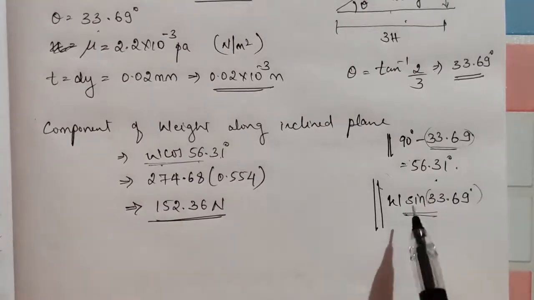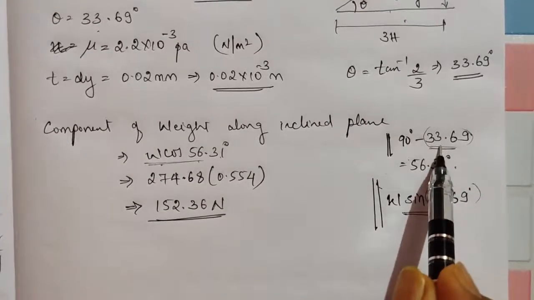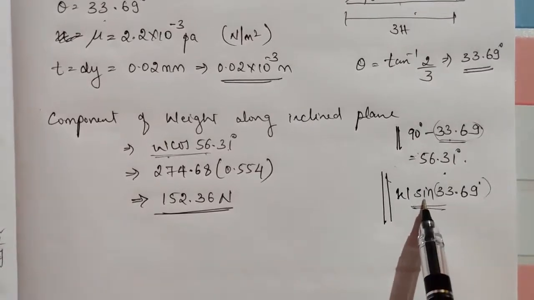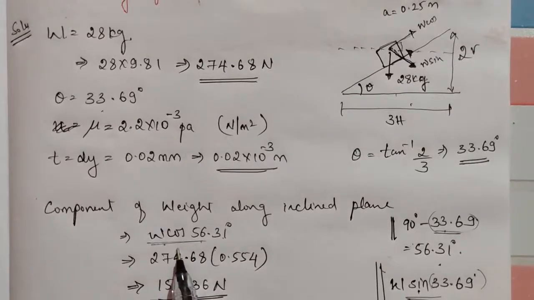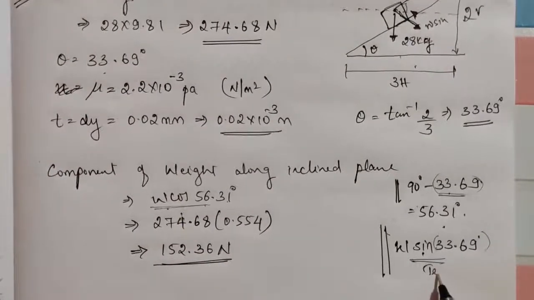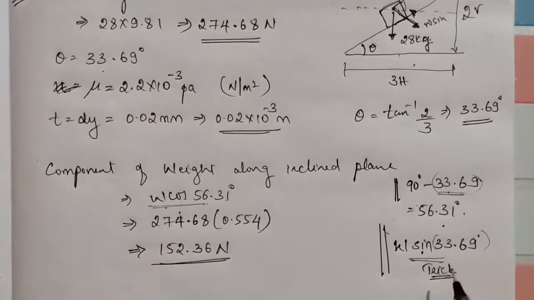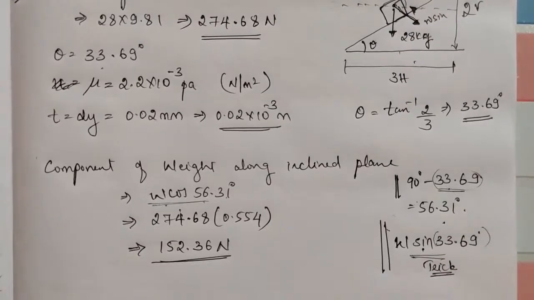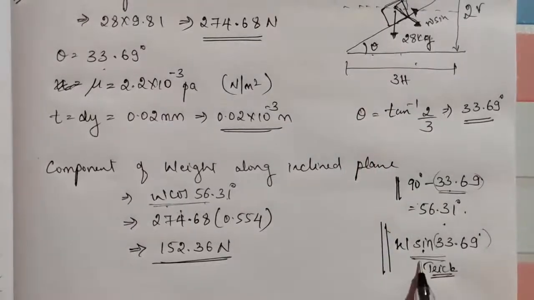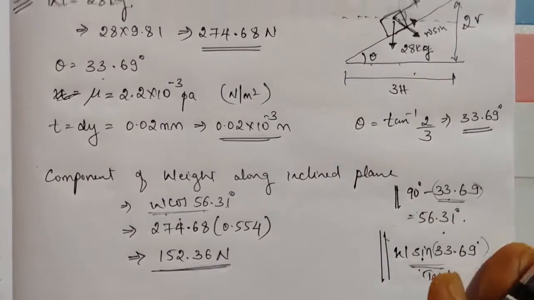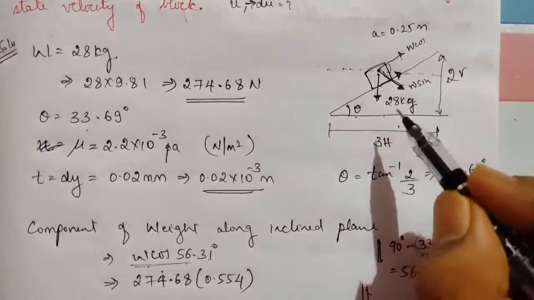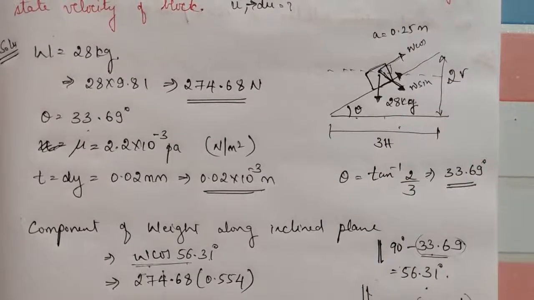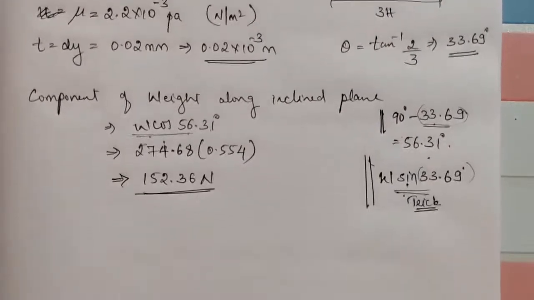But taking the right degree is important. Whatever the inclination degree you want to take, directly take the sine function. If you go conceptually, you have to take cos. This is so as not to confuse you. Some will directly take the sine term, whatever inclination is given. When I do the diagram, conceptually we should take W cos 56.31. Whatever may be the case, the answer should be 152.36 Newton.